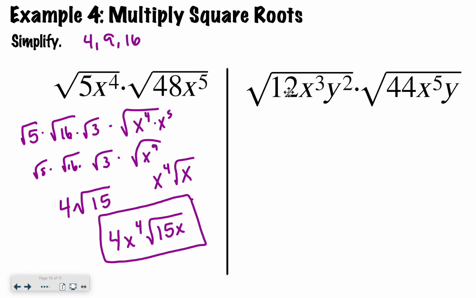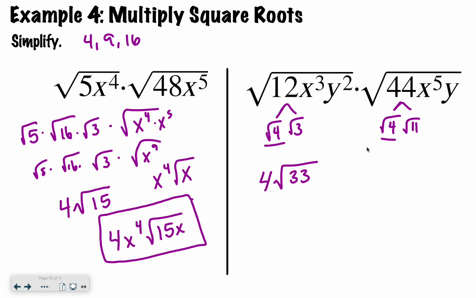So we have the square root of 12x cubed y squared times 44x to the 5th y. This 12, I'm going to break down into a 4 and a 3. 44, I'm going to break down into 4 and 11. I have 4 and 4, which we determined earlier is just 4. 3 times 11 is 33. And then for the variables, I have x to the 3rd times x to the 5th, which is x to the 8th. If I simplify that, there are 4 groups of 2 with none left over, so it'd be x to the 4th.